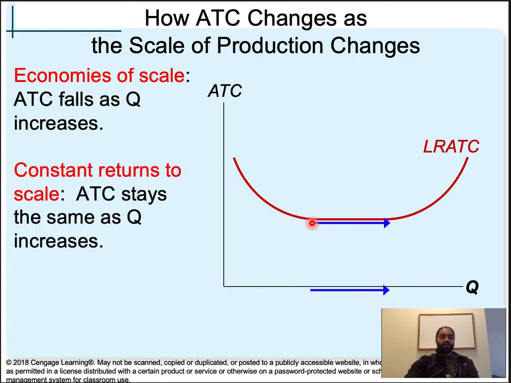Now here, this is called constant returns to scale. This is where average total cost stays the same as quantity increases. So still, this is good because your costs aren't increasing, but they're not decreasing either. So it's good to be here as well.